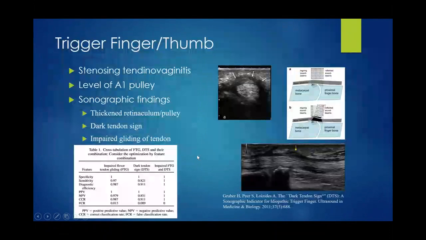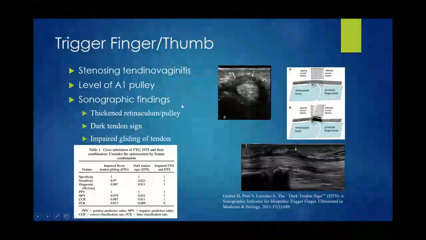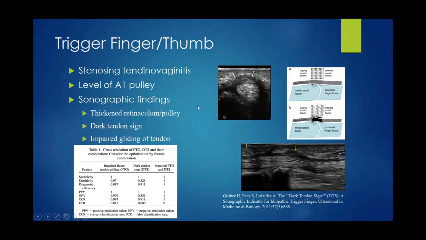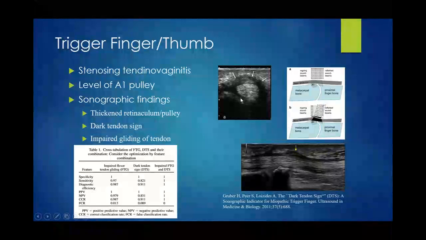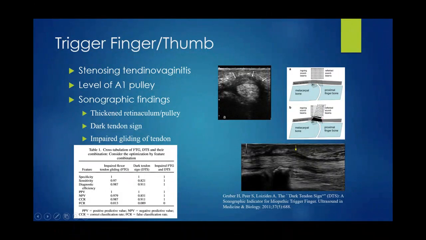Moving back to the A1 pulley for the finger and thumb, this can cause triggering or stenosis of that compartment or the region. It would trap the tendon between the overlying thickened retinaculum and the underlying joint. This causes pain and inability to either flex the thumb, or can cause trapping of the finger in a flexed position. Normally, this is a clinical evaluation.